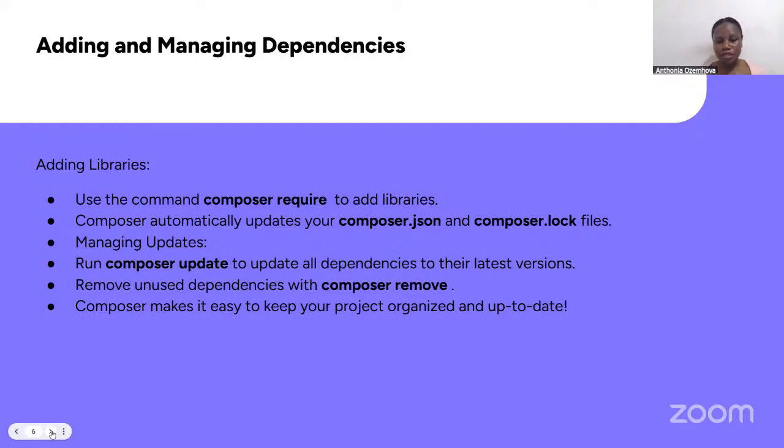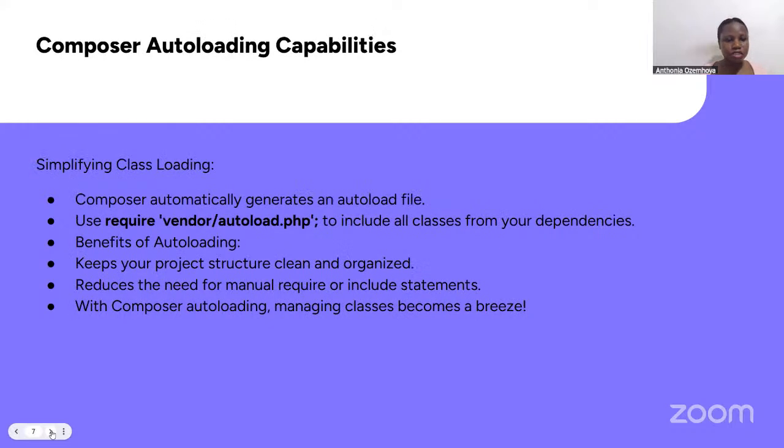So when I want to update dependencies in my application, I just run the command composer update, then it updates all dependencies to their latest versions. You see how easy that is, all right? Let's say there's a particular dependency that I don't want to use or I don't need, I can just run the command composer remove, then it will remove the unused dependencies for me. So basically, Composer makes it very easy to keep our project organized and up to date. All right, Composer also has what we call autoloading capabilities.